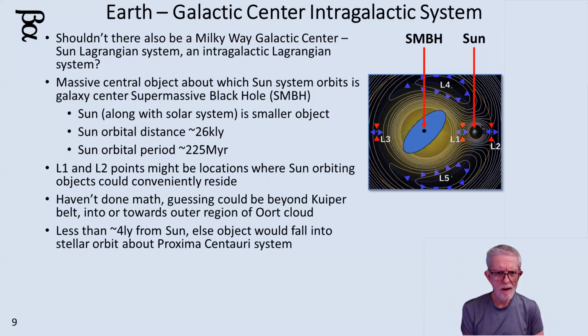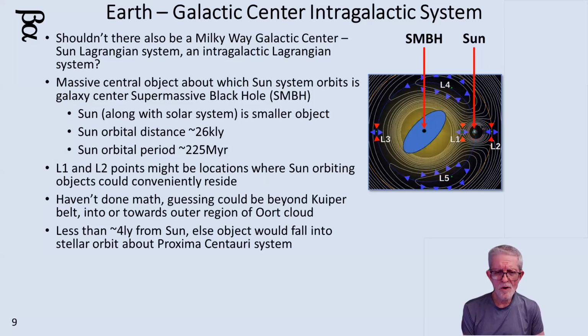So yeah, there's probably a Lagrangian system for the sun orbiting the supermassive black hole, or the SMBH. That's the center of our galaxy. It does involve some calculus, so I haven't done the math yet, but I'm going to guess that the L points for the Sun-SMBH system should be towards the outskirts of our solar system, probably beyond the Kuiper belt, maybe into or towards the outer edge of the Oort cloud.